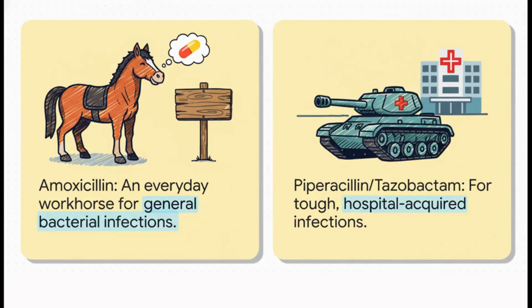Wow, okay, this slide really puts the difference in scale into perspective. On one side, you have amoxicillin, our everyday workhorse for common infections. On the other side, you have something like piperacillin/tazobactam, which is basically a tank. It's used for really tough hospital-acquired infections and gives what's called broad coverage, meaning it's a massive weapon designed to fight a huge spectrum of dangerous bacteria all at once.